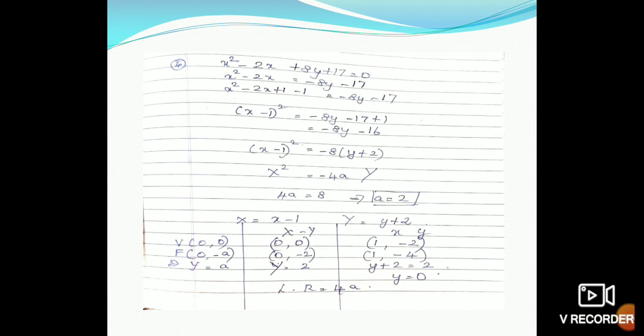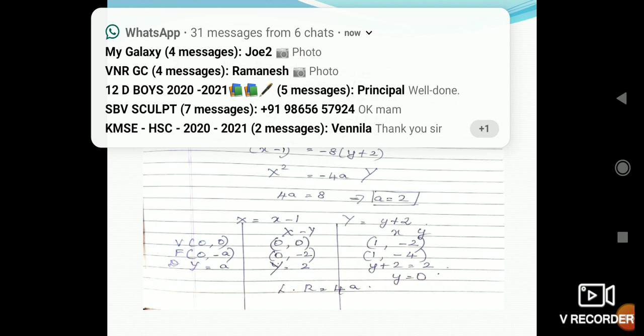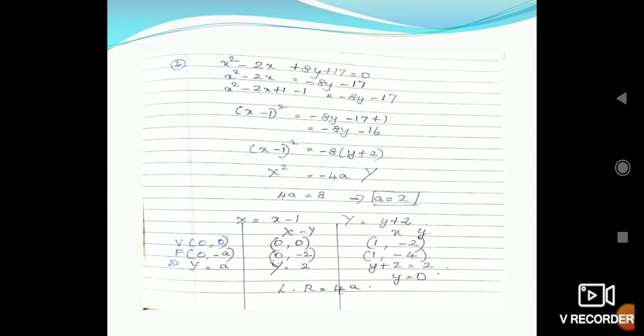Now you have to rewrite like this. X square is equal to minus 4aY. I have used capital letters because x minus 1 is a new term, so I have written capital letters to denote it. Capital X is equal to x minus 1. Capital Y is equal to y plus 2. Now when I write it as X square is equal to minus 4aY, you will know what type of parabola it is. It is a downward open parabola. So 4a is equal to 8. So a is equal to 2.